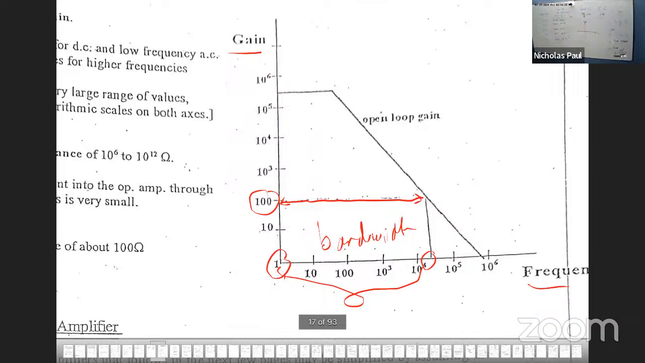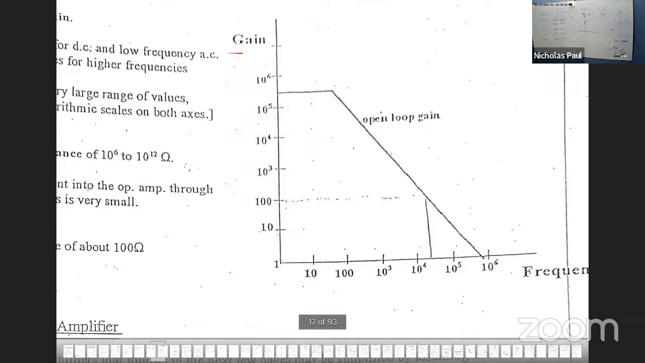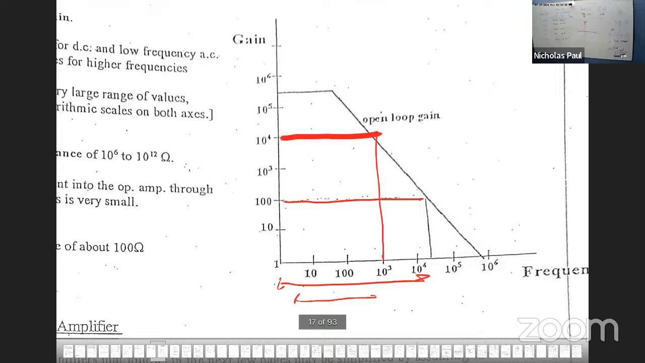But I want you to notice something. Look at 100 and look at bandwidth. Look at 10 to the 4 and look at bandwidth. What do you recognize? The higher the gain, the lower the bandwidth. So ideally in an op-amp, you don't want too high a gain because the range of frequencies that the op-amp will work for is too small. So you want to go in the middle, around here.